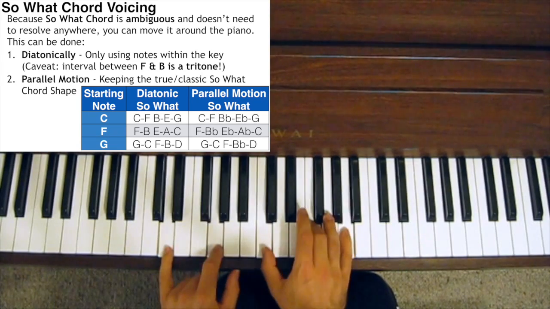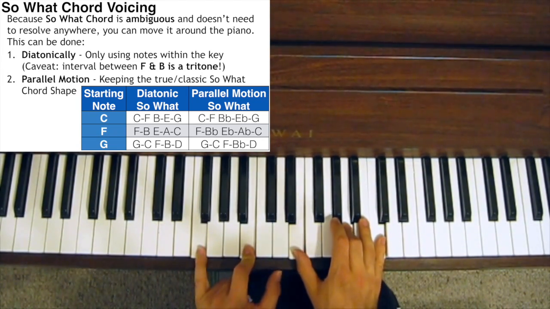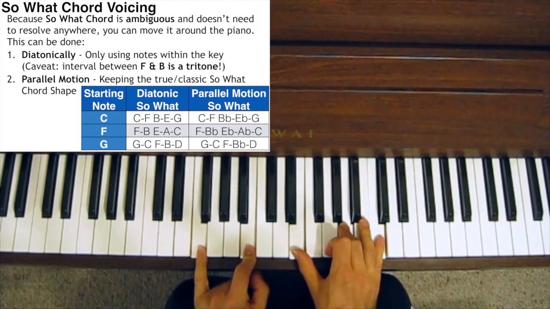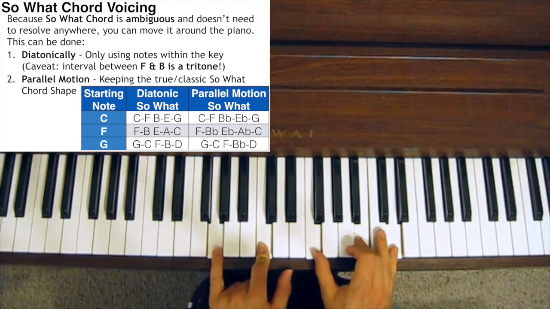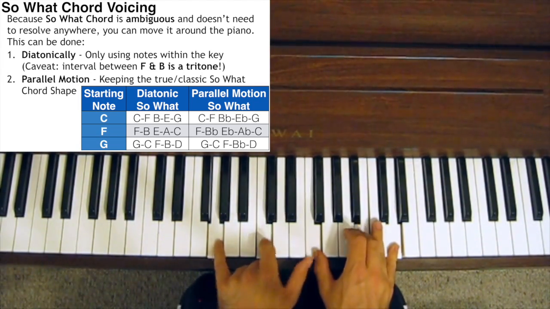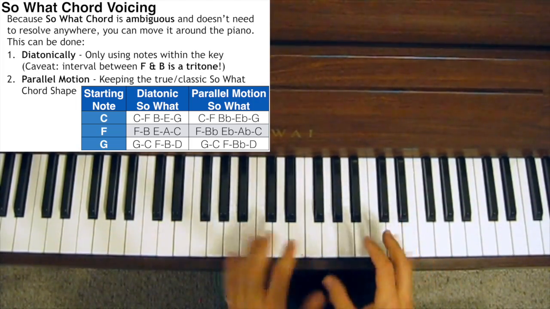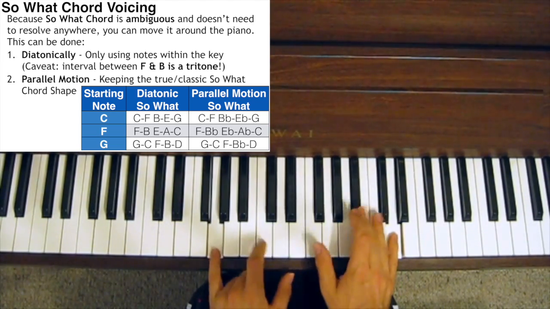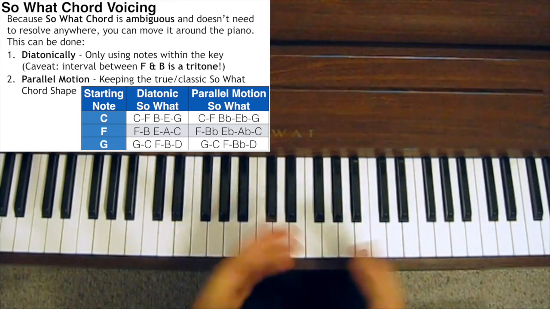Similarly, if you move it up, again, this interval here is a tritone rather than a perfect fourth, and that gives you more of a F major 7 sound. And again, if you go up again, this interval here is not a perfect fourth, it's an augmented fourth, and again that gives you a G7 sus sound. So even though the shape looks like it's a So What chord shape, because it's not built out of 3 perfect fourths and a major third, you do have to be a little bit careful.